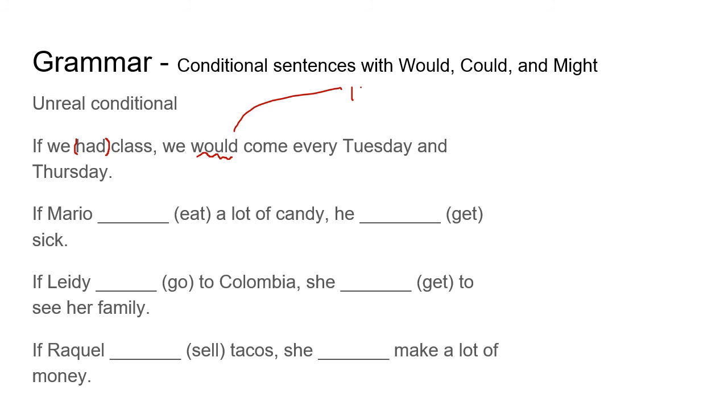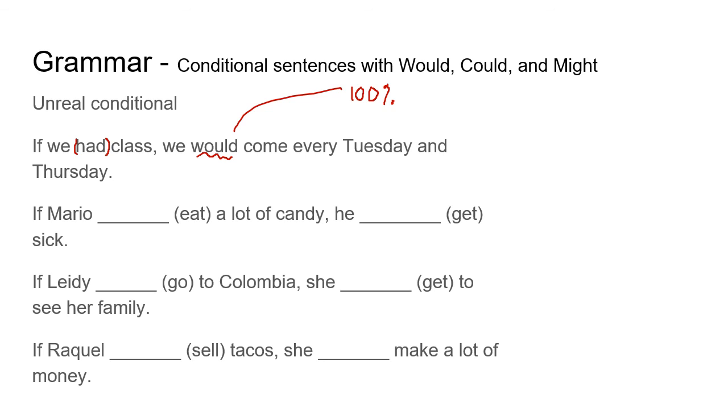So, although it is an unreal statement, because we are not having class right now, if we had class, we would come every Tuesday and Thursday 100%. Every Tuesday and Thursday.